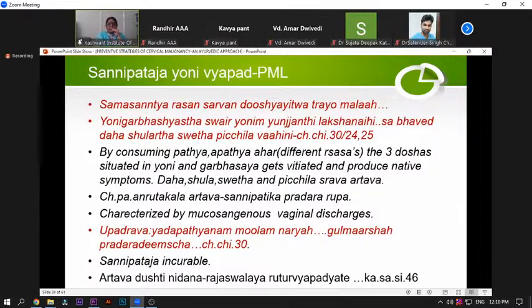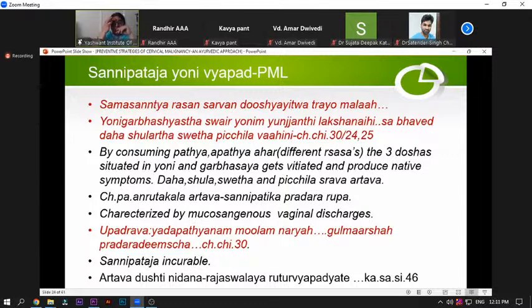Now coming to the pre-malignant lesion. Which condition in Ayurveda? To go for an integrated approach, we have to understand which condition in Ayurveda can be related to the pre-malignant lesion. So we can consider Sannipataja Yoni Vyapat. The reference from Charaka Chikitsa: Samsanatya rasan sarvan dushayetva trayomala yoni garbhashayastha svair yoni yunjati lakshanaihi, sadaha shula artha sveta pichila vahini.